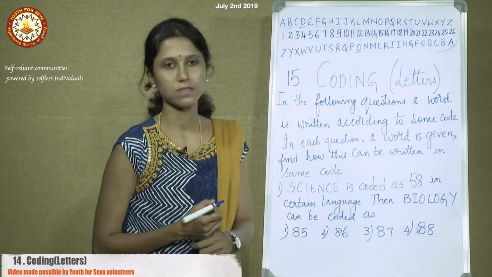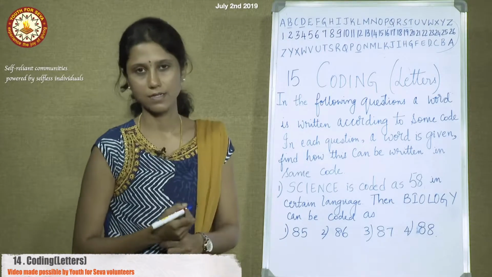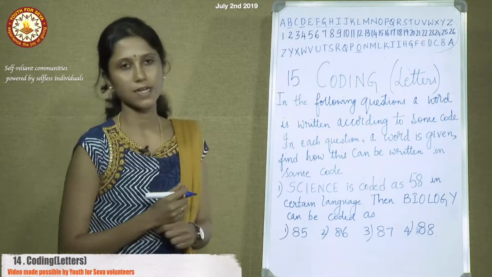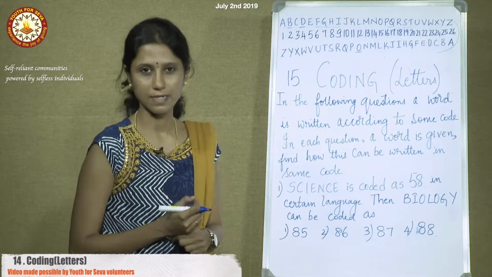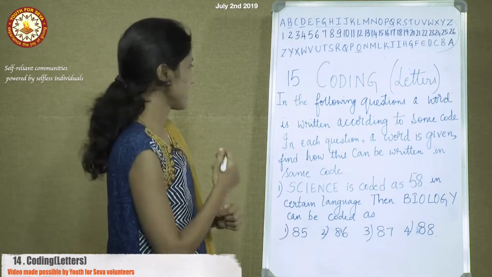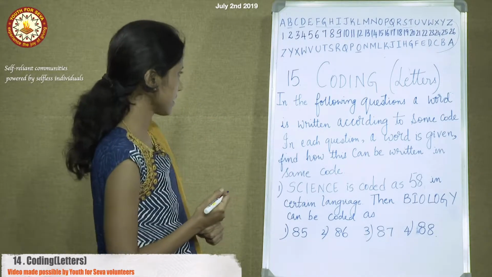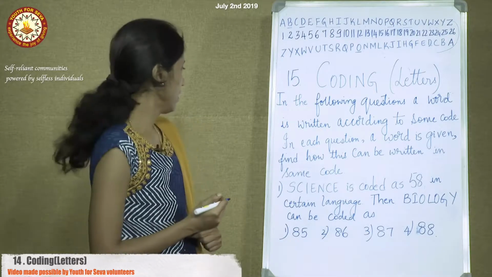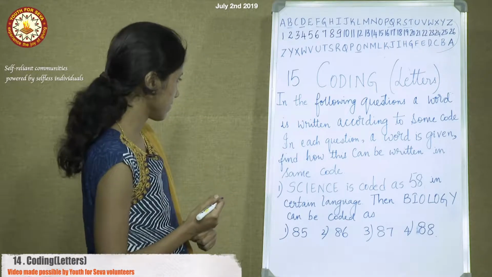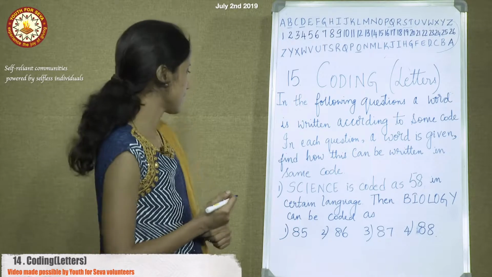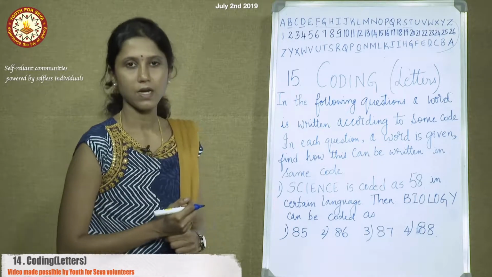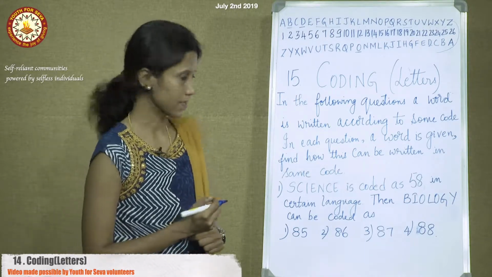Let us start with the topic coding in letters. This is actually an integral part in almost all reasoning questions. Let us read out the question first. In the following questions, a word is written according to some code. In each question, a word is given. Find how this can be written in the same code. It is very clear from the instructions given.